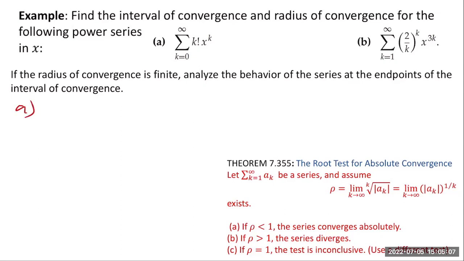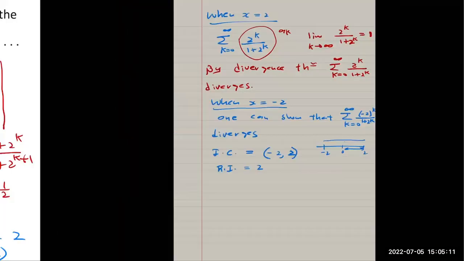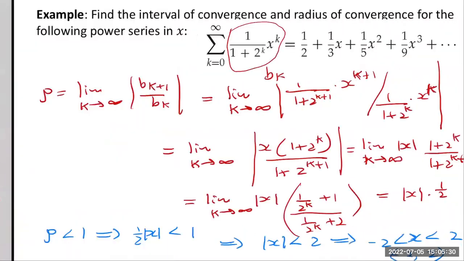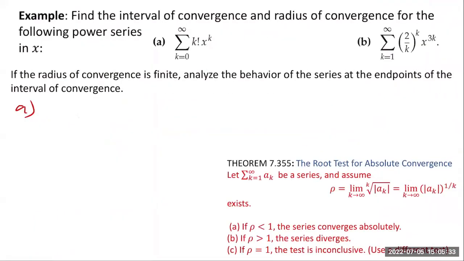Again, to find the radius of convergence, I'm going to use theorem 7.42. Okay, the theorem that I showed you earlier. I'm going to find this particular limit. I'm going to find the rho value. Okay, based on the rho value, I can make an argument to find the interval of convergence. I argue that I want my rho to be less than 1 in order to find the interval of convergence. All right, for that, let's calculate rho. First of all, notice that in this case, your b_k is going to be this quantity. This is your b_k.